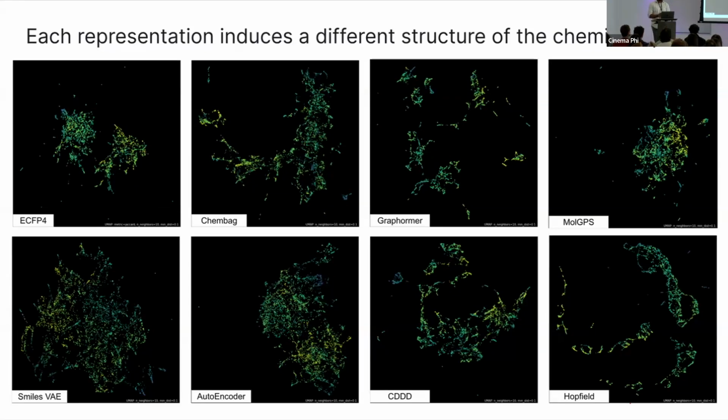So you can see that each of the representations will induce a different structure of your chemical space, but also you can see that in some representations, it's a bit easier to segregate high solubility from low solubility. So in general, when you're trying to build a machine learning model, you want to search over your representations because some of them might be better for your task.